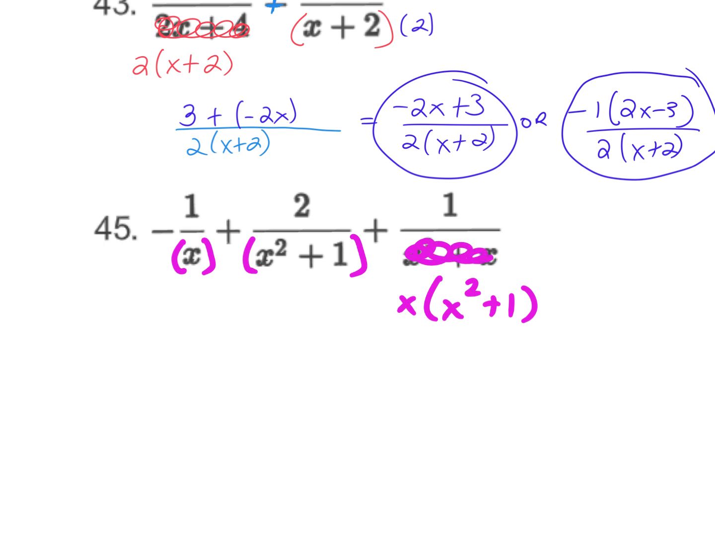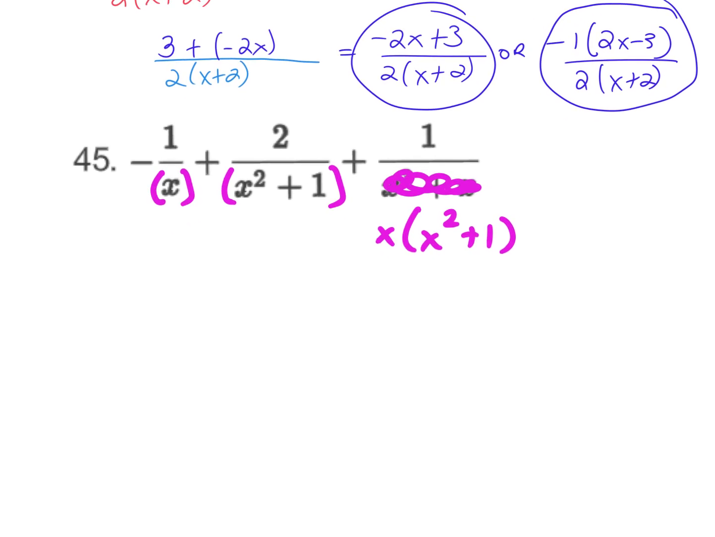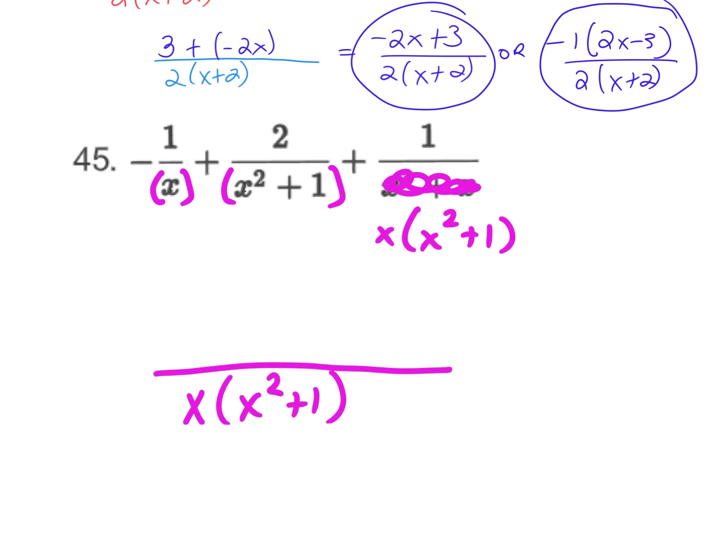All right, this is another one of those cases where the denominators kind of look the same-ish. The last one has both pieces, and then the other two just have one or the other. So what do you think my common denominator is going to be between the three of these? X times what? X squared plus 1. Perfect. Perfect.